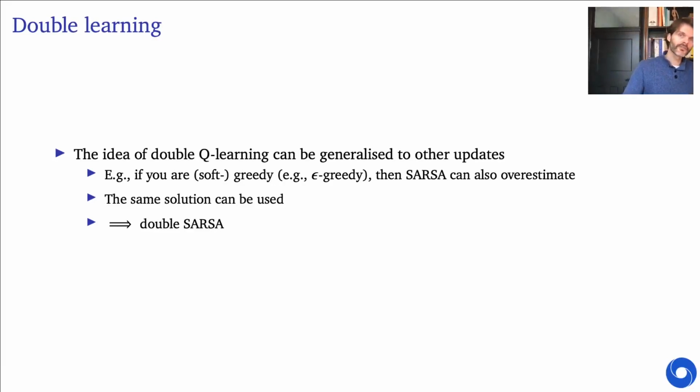It's more general than double Q-learning, and it can be generalized to other updates. For instance, if we're doing Sarsa, you might think you're safe because there's no max in the Sarsa updates. We're just looking at the actual value of the next action. But it turns out that's not quite sufficient to be safe, because we're still actually picking that action because it has a high value if we're doing something like greedy or epsilon greedy. So that means that Sarsa can also overestimate, and then therefore we can also think about using the same solution. This could lead to something we could call double Sarsa, where we still use two action value estimates.